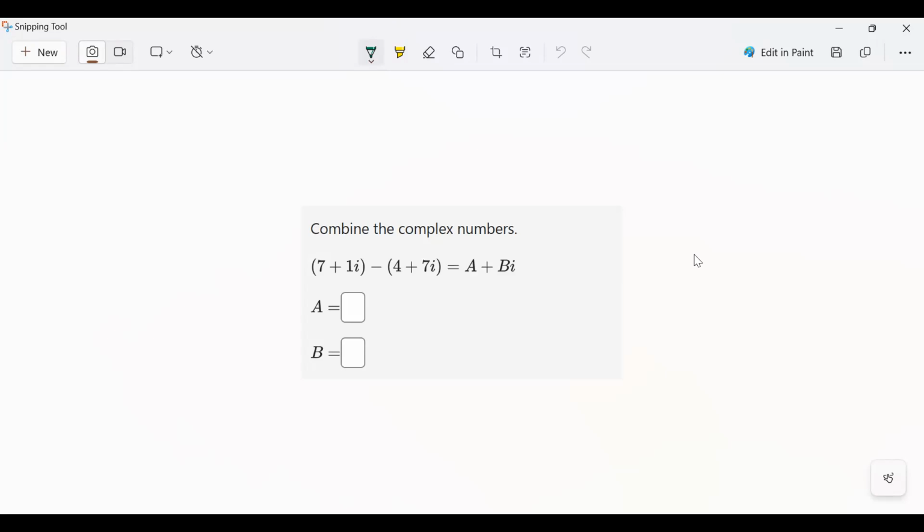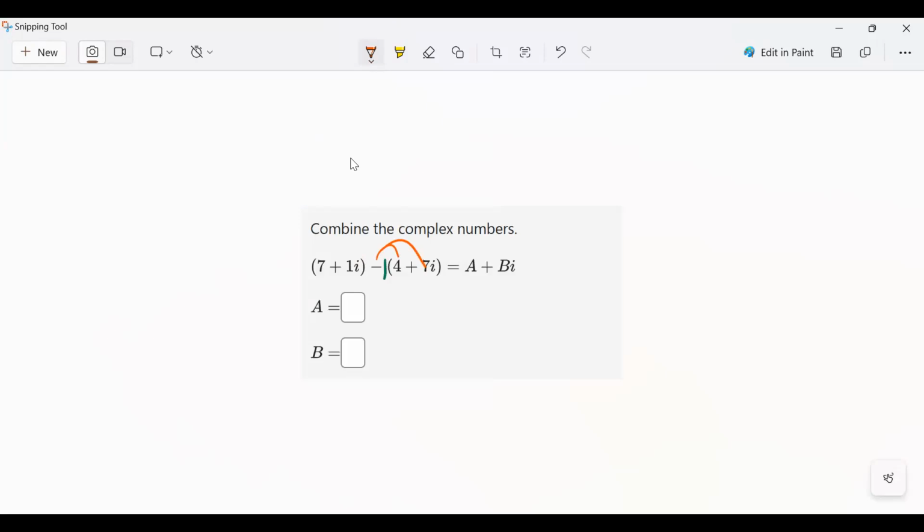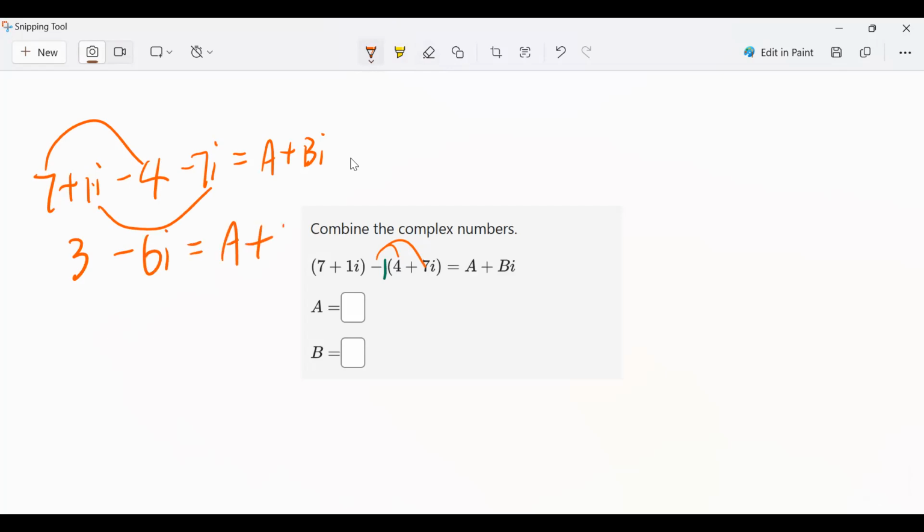All right, let's check the solution. First of all, we bring back the one and then distribute it. So we get 7 plus 1i and then minus 4 minus 7i. Right, it's 7 plus 1i minus 4 plus 7i. Now subtract 7 minus 4, you get 3. 1i minus 7i is minus 6i. So that's 3 minus 6i. And then A equals 3.